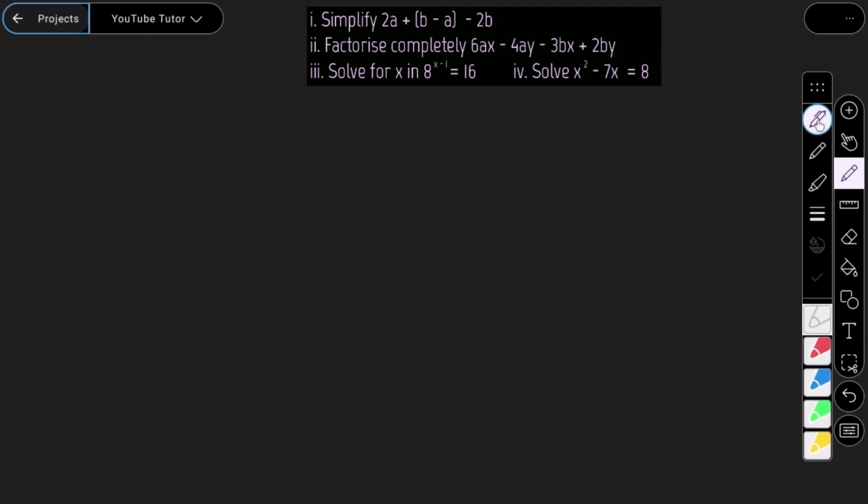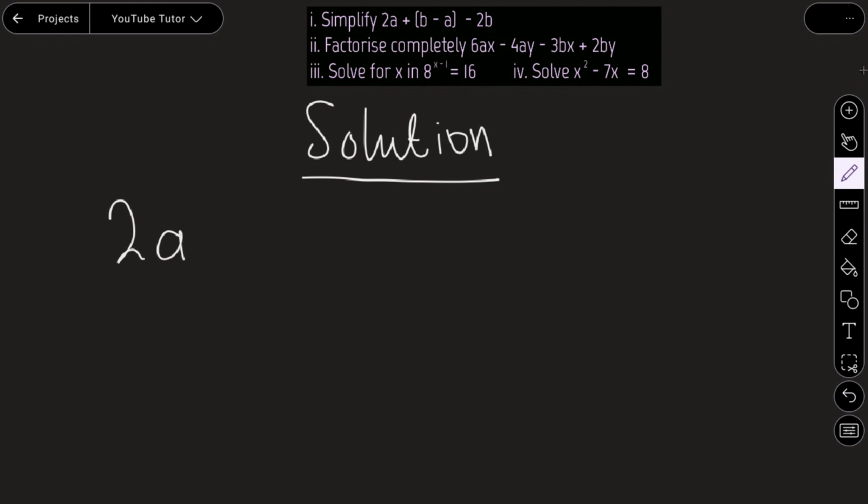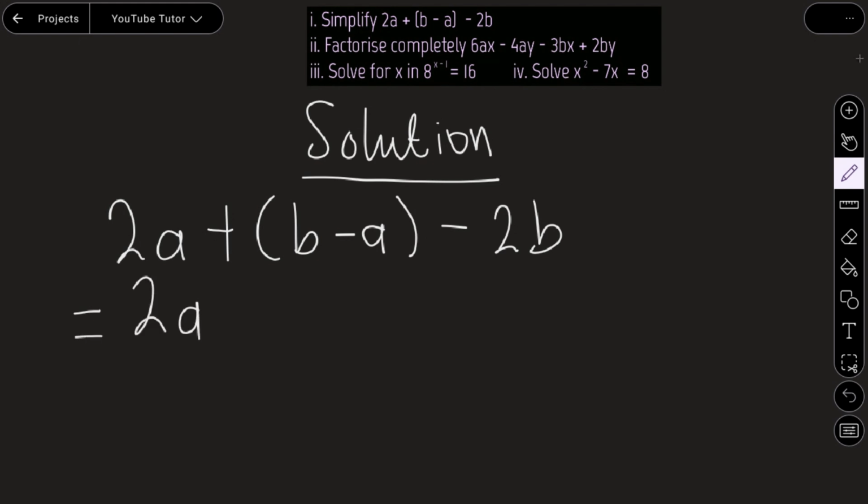So this first question is what I'm going to solve first. So we have 2a plus b minus a minus 2b. Okay, so with this, we move forward by taking off the brackets from this expression. So now we have 2a plus b minus a minus 2b.